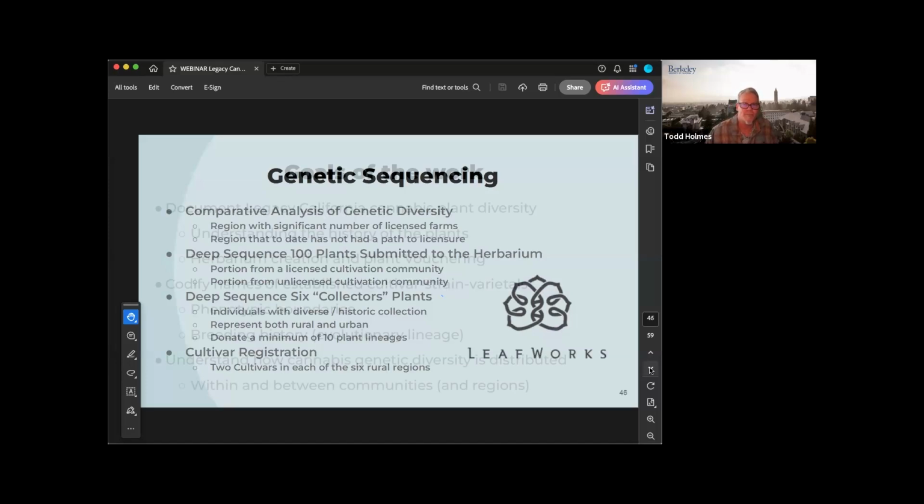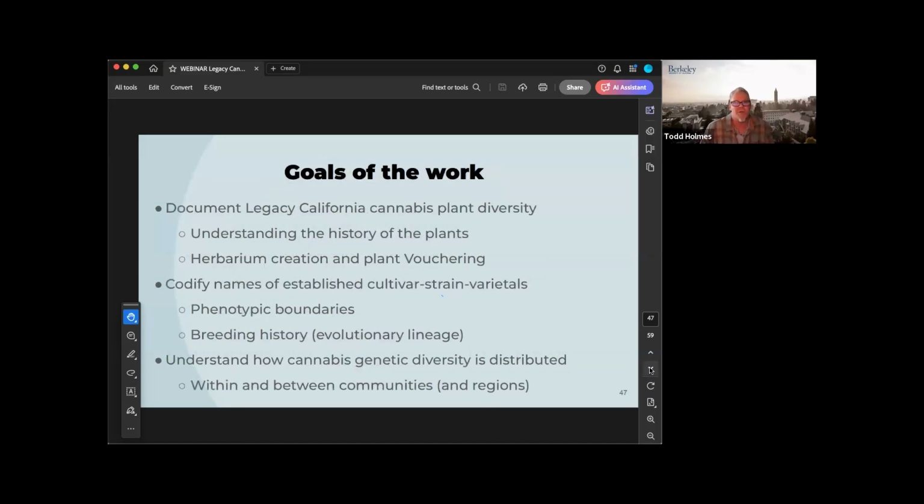Next slide, please. So the goal of this work, on the scientific front, is really, again, not just to create that foundation, but to document the legacy California cannabis plant diversity. So we're going to understand the history of the plants and document that legacy through herbarium creation and plant vouchering. We're going to codify names of established cultivar, strain, and varietals, and in doing so, document their phenotypic boundaries, as well as the breeding history, meaning largely the evolutionary lineage of those plants. And therefore also understand how cannabis genetic diversity is distributed both within communities and between regions.